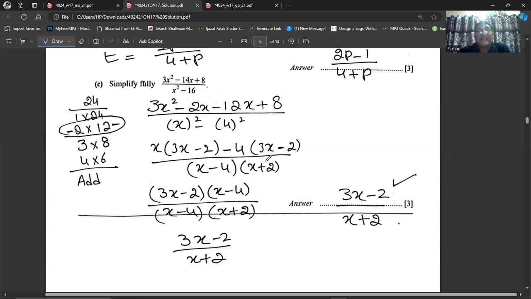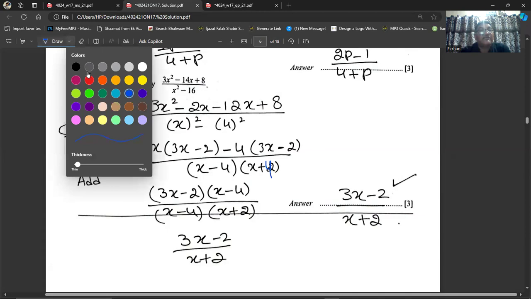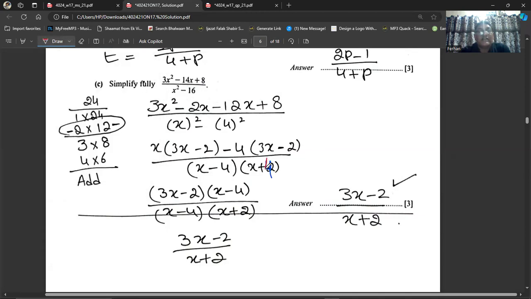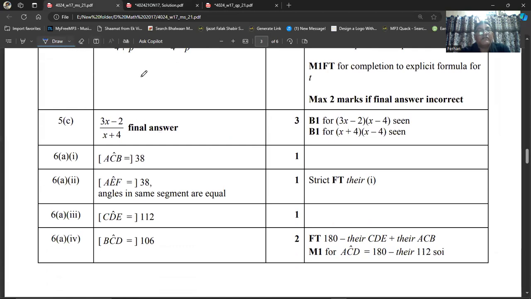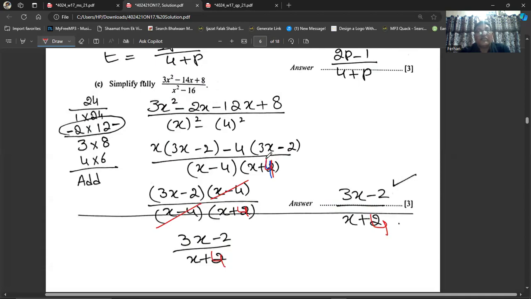By mistake I wrote here x plus 2. Let me change the color. I made a mistake here while I was writing. This is x plus 4. This is x plus 4. And this is also x plus 4. Okay, so what will happen? This and this will be cancelled. So 3x minus 2 divided by x plus 4. So this is the answer.